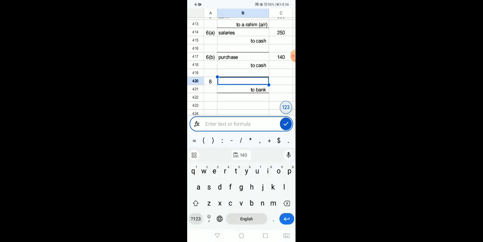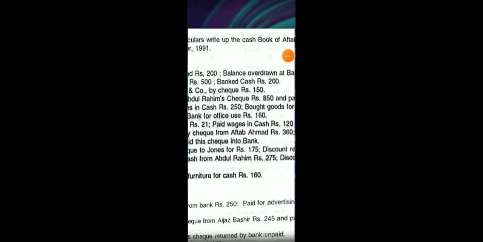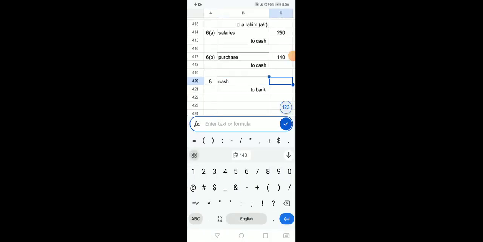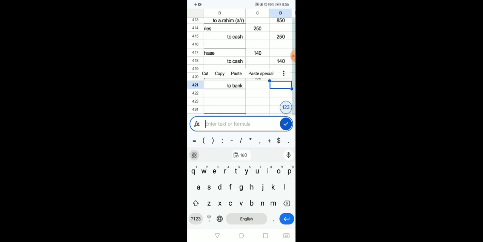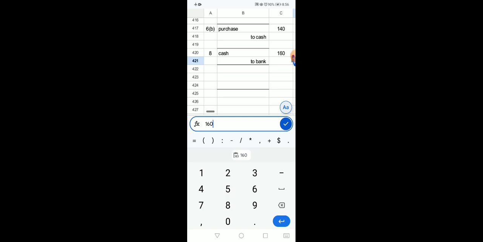When you draw the amount, what will you receive? Cash, and that cash is drawn for office use. So what has happened? You have drawn the amount from the bank. What will you receive? Cash, which means your cash in hand would increase. Cash in hand is your asset, so the asset is increasing. An increase in asset should be mentioned on the debit side, so you will mention cash on the debit side. How much amount for the 8th entry? That is 160. So you will mention 160 on the debit side, and the same amount you need to write on the credit side. This way your 8th entry is completed.